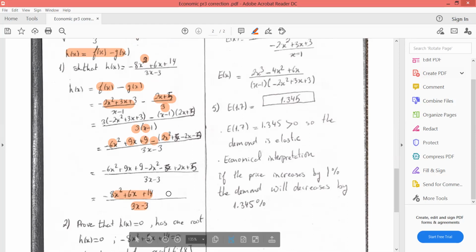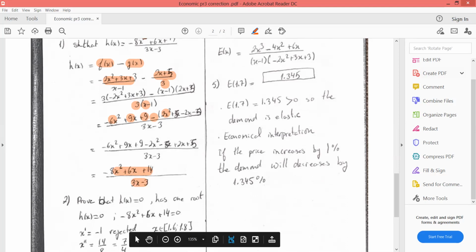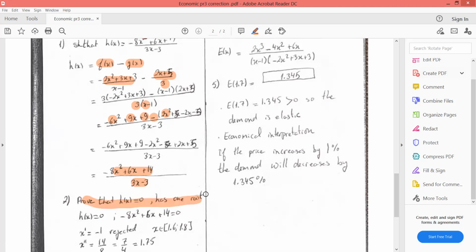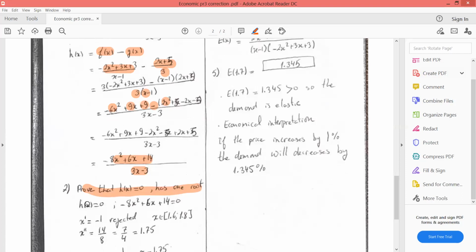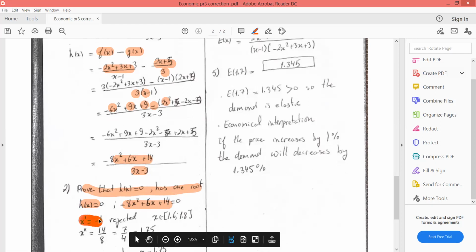Now prove that the equation hx equals 0 has one root. How to solve hx equal to 0? We take minus 8x squared plus 6x plus 14 equals 0. Yes, we solve it using the calculator. It gives x equal minus 1, which is rejected.